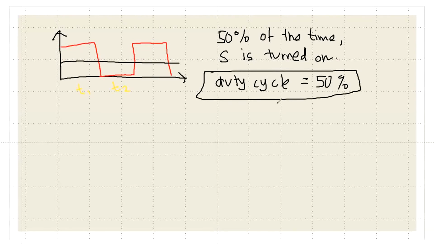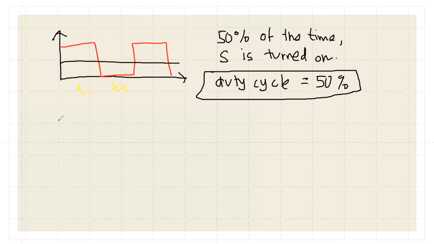Okay, so duty cycle is also for the definition. Where do I have the definition over here? The duty cycle is defined as the percentage of time in one cycle when the switch is turned on. Okay, so let's see another example.